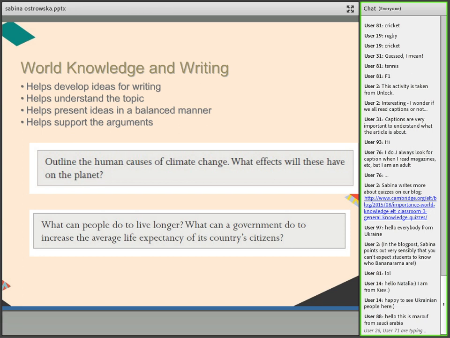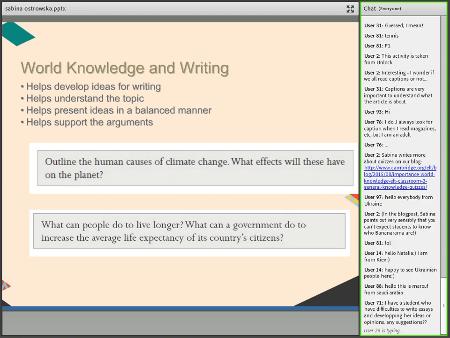And the biggest part of the scaffolding is working with what students already know about the topic, allowing students time to share ideas about the topic with each other so that they can get ready for writing. Here are 2 examples of writing tasks. Outline human causes of climate change. What effects will this have on the planet?